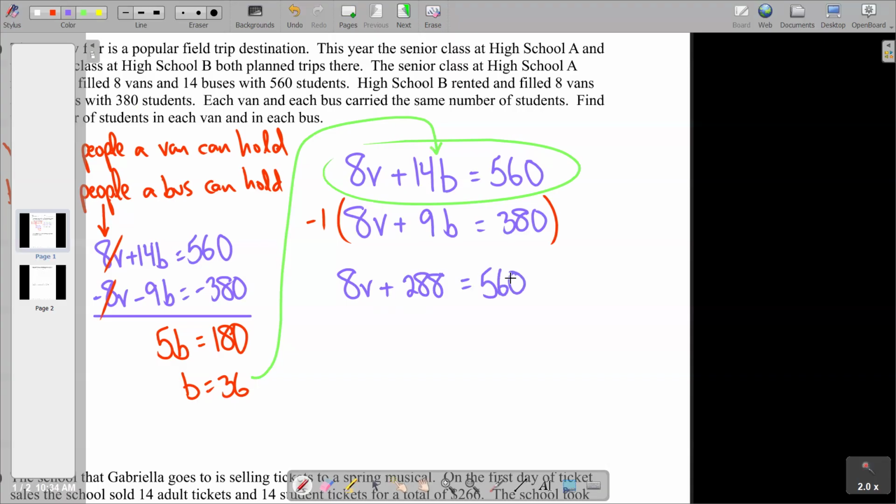And as always, it just boils down to basic algebra. What do we do next? You put the 288 on the other side. Yeah, we subtract. You can say that a lot of different ways, right? So we wind up with not quite 280. I believe it's 272.